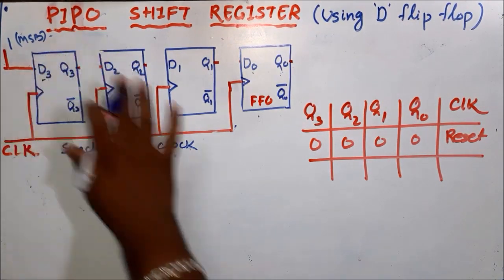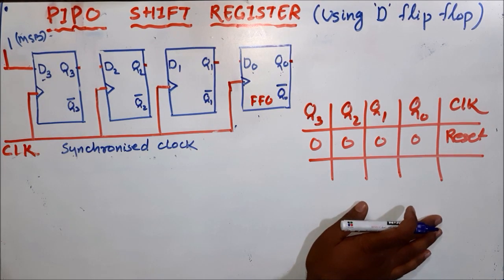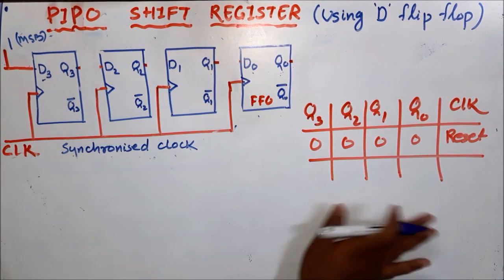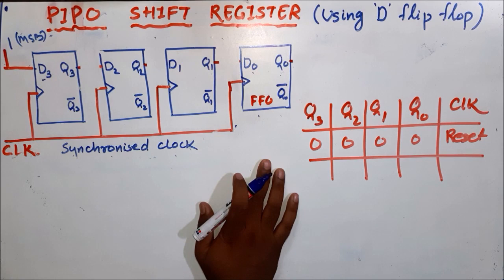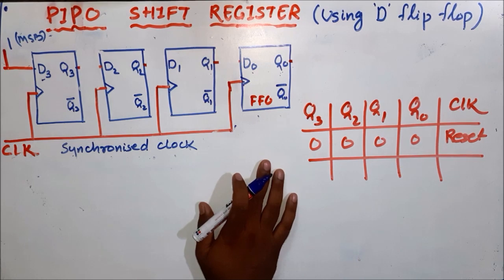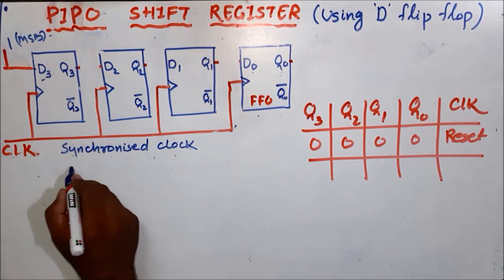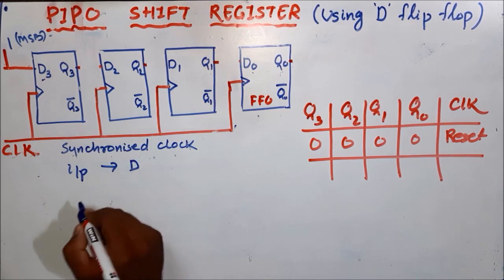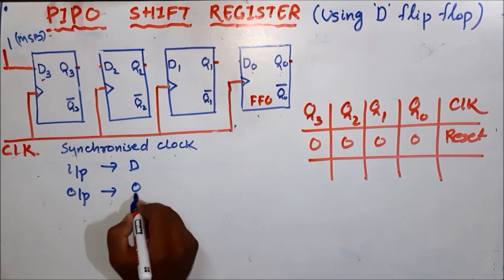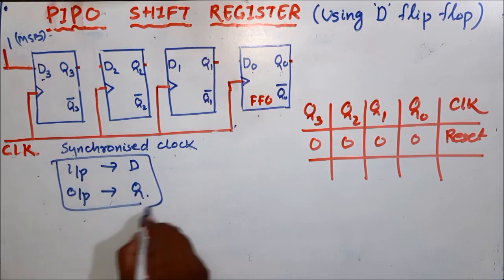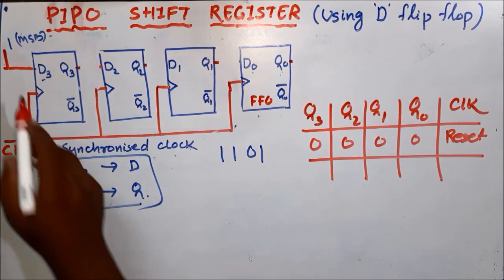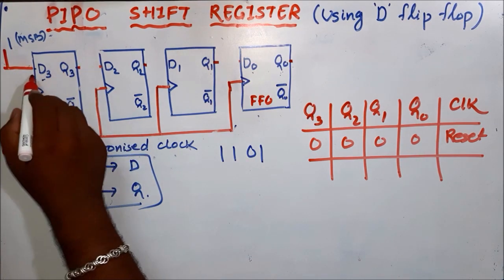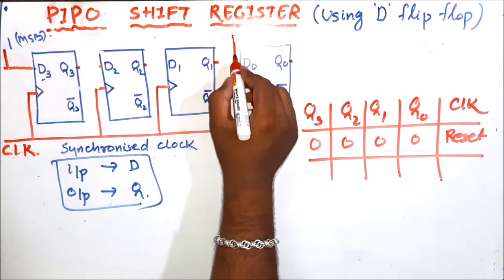Let us study the PIPO, that is parallel input, parallel output shift register, which is also made up of D flip-flops. Here I am taking 4 D flip-flops, and we are applying a synchronized clock to every flip-flop. And as my data is parallel input, and we are also taking parallel output, I can apply the data input to D and take output from Q. If my data is 1101, I can apply all input data to D.